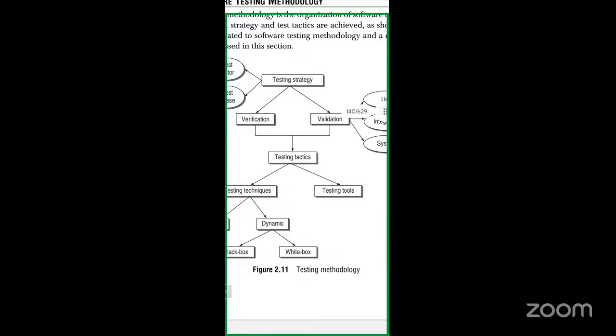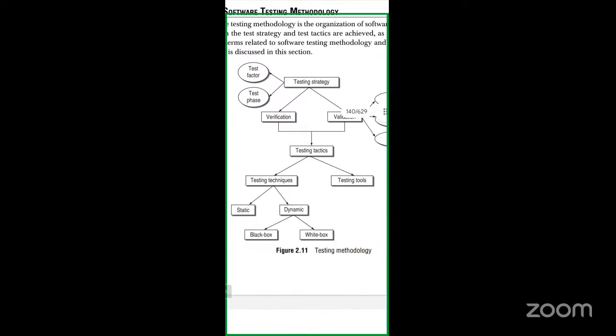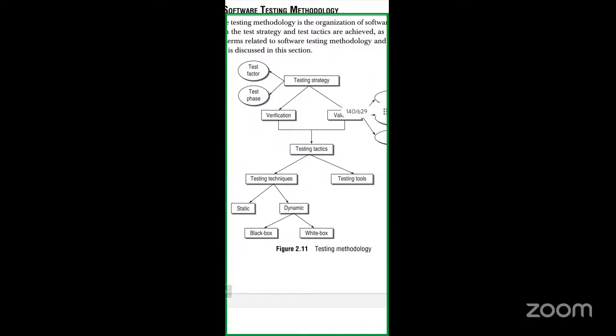In testing strategy, we are having two different strategies: one is verification and the other one is validation. After verifying each and every aspect of the project or the product, we are going to go for the testing aspects. So that is testing factors. Then that is testing techniques. In testing tactics, we are having testing techniques and tools. In techniques, we are having static and dynamic. In dynamic, we are having white box and black box testing for our testings.